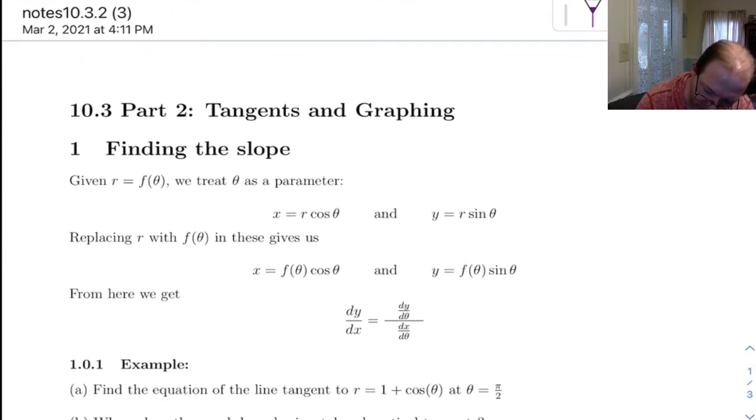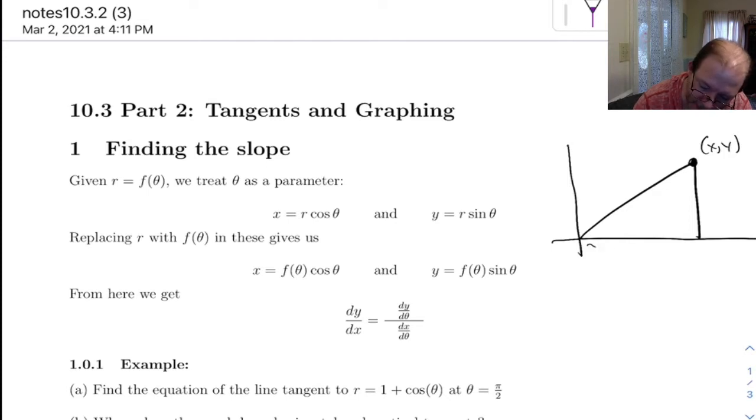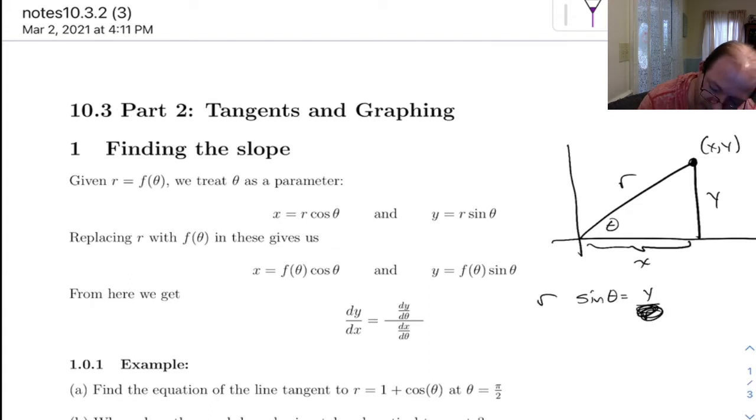Well, those come from essentially the same place as the unit circle. If you've got a point over here, this point is x, y, then this distance here, of course, is x, and this is y. And we're going to call the distance out to it r, and this angle right here is theta. And so if you do sine of theta, that's going to be y over r. Or you could multiply both sides by r and get y equals r sine theta. And the same thing happens for cosine. Cosine theta is x over r. Multiply both sides by r, you get that.